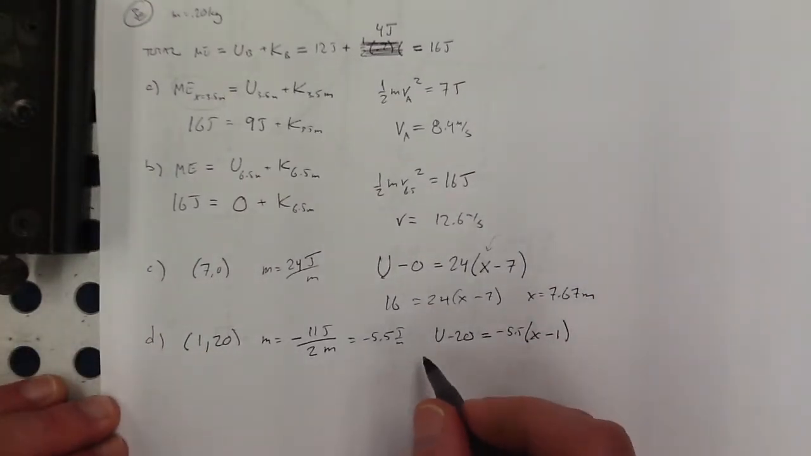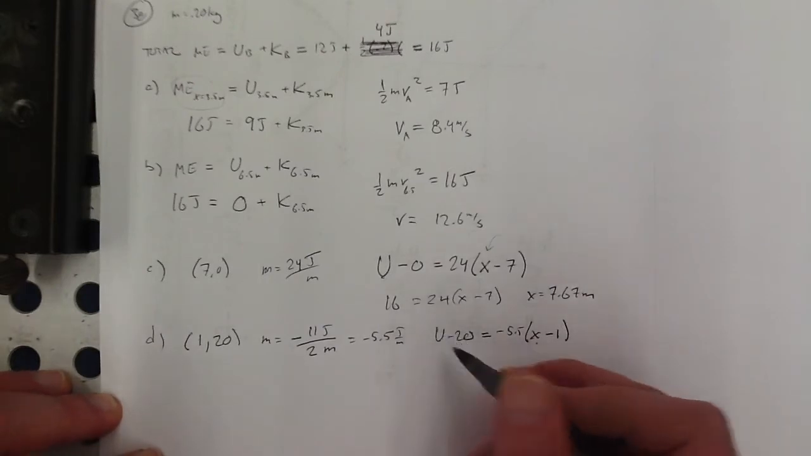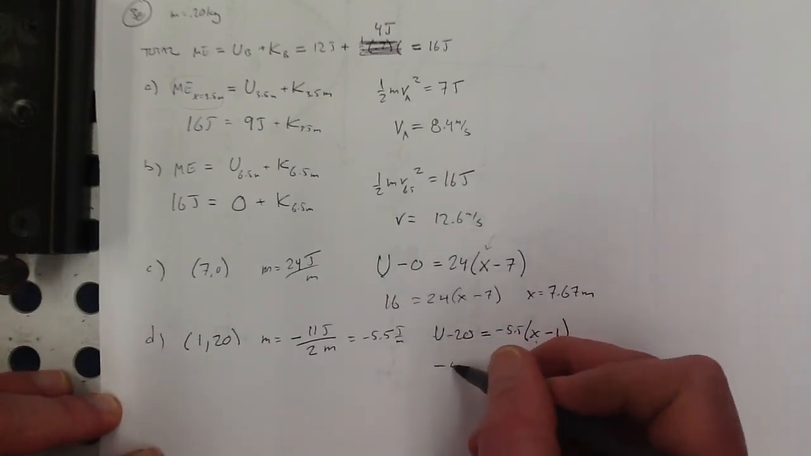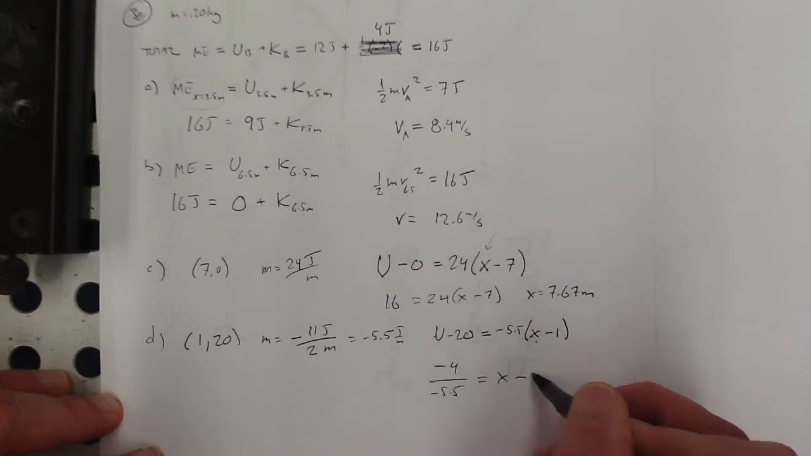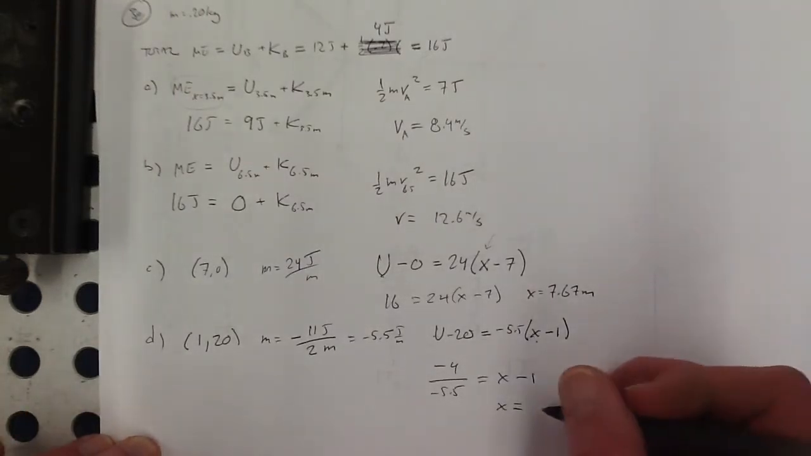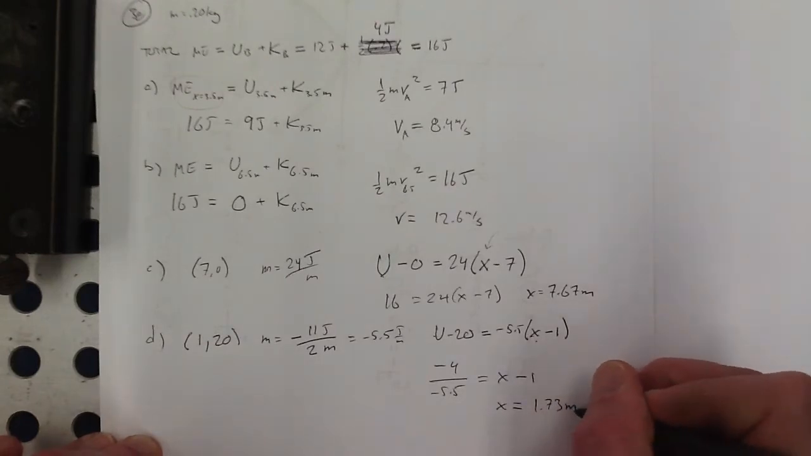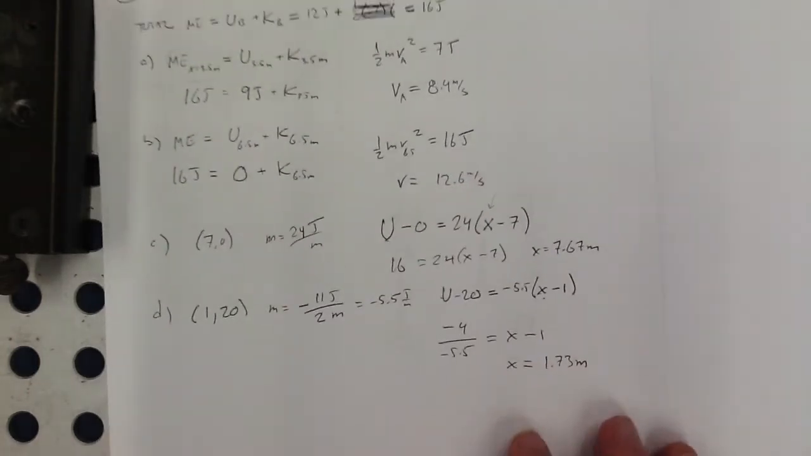And we want to find out what's the x-coordinate when all of the energy is potential. So when that's 16, that gives me negative 4 over negative 5.5 is equal to x minus 1. So x is going to be 1 and change, about 1.73 meters. And that makes sense if you look at the graph. I like that answer. All right.